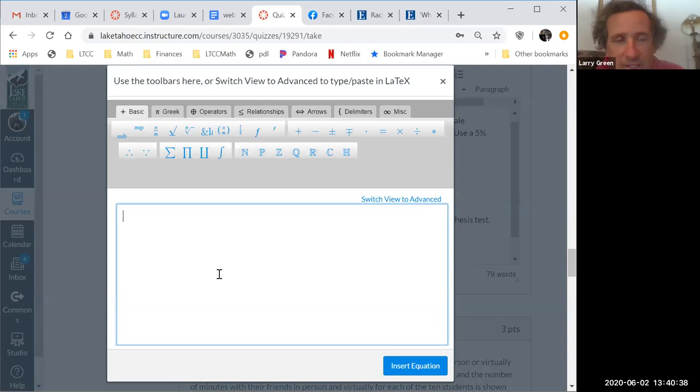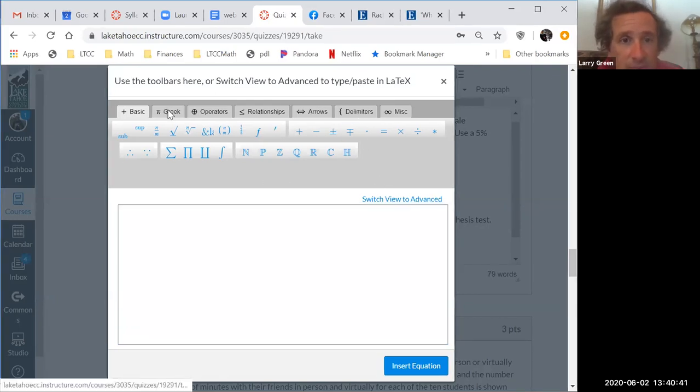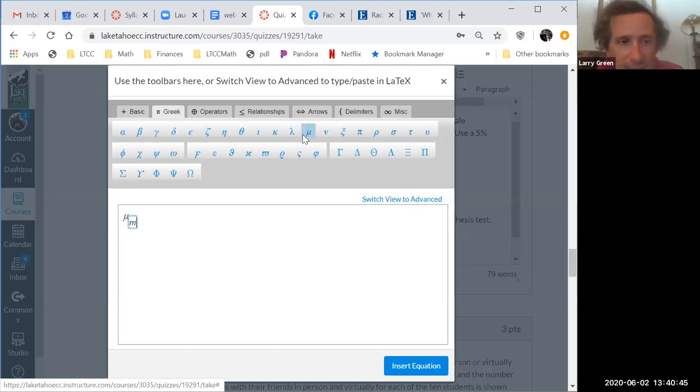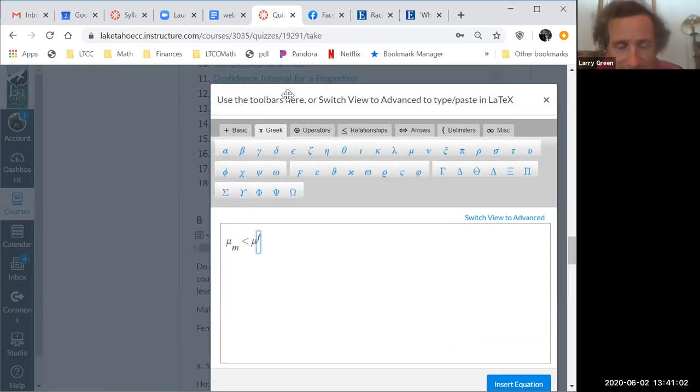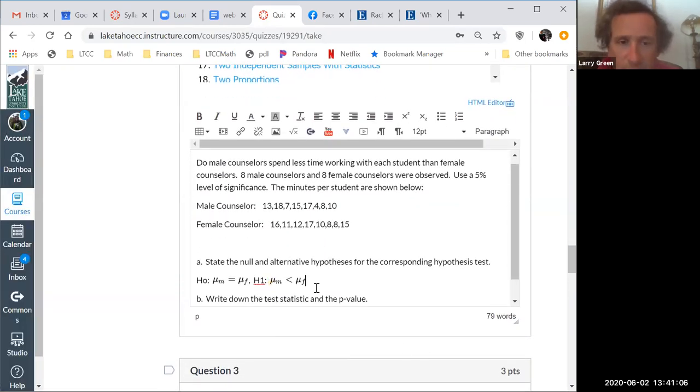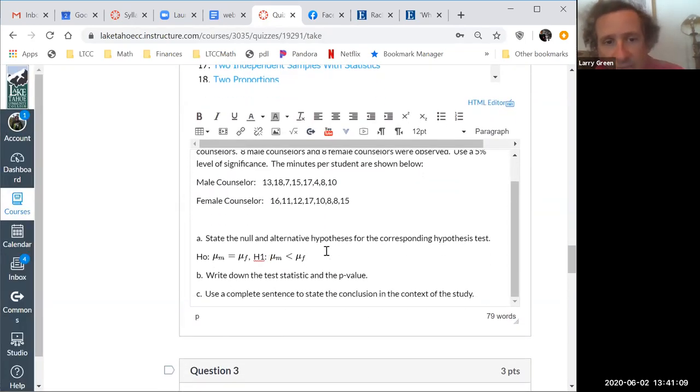So that's going to be mu sub m is less than mu sub f. I'm not going to remember, did I use F or W? F. Any questions on that? Okay, write down the test statistic and the p-value.